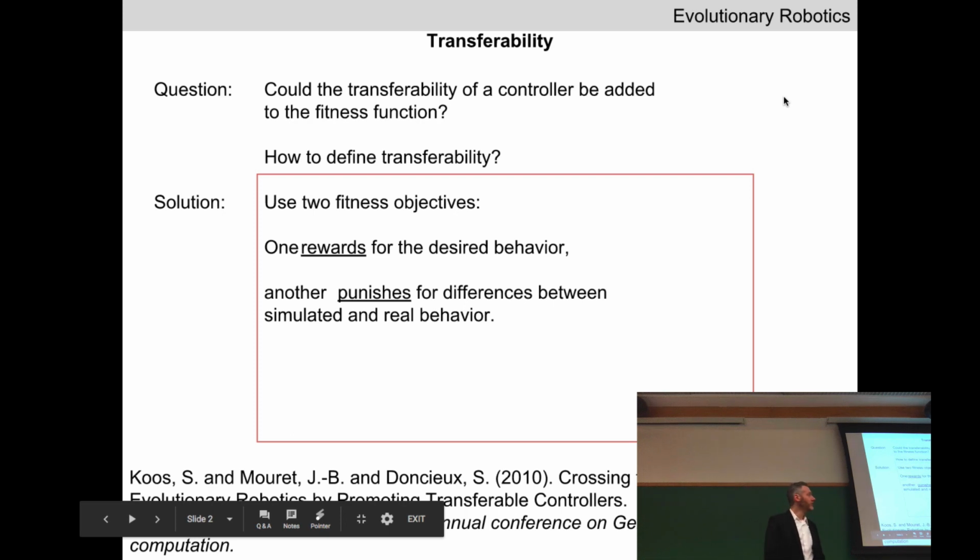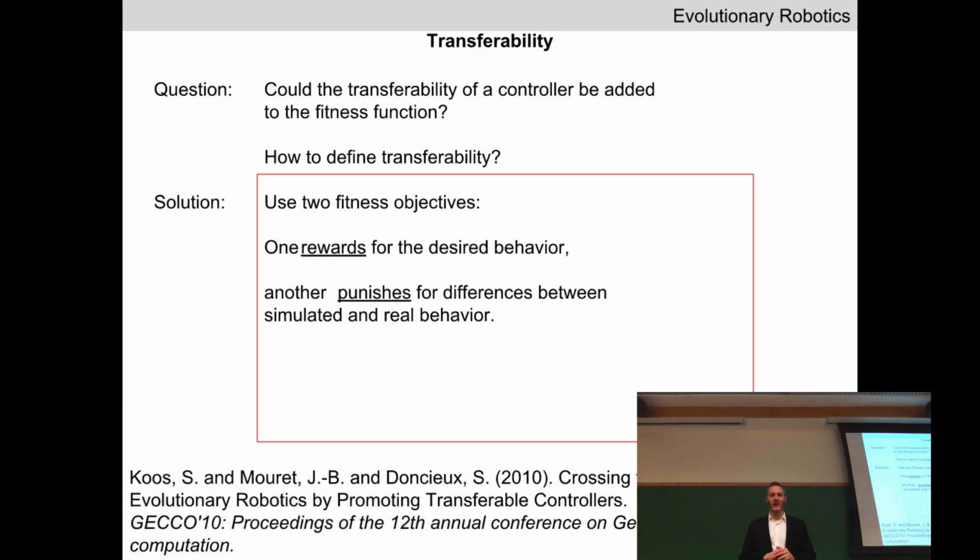So in this project, they're going to use two different fitness objectives. The first one is the one we've seen many times now. One is going to reward for the desired behavior, which in this case is going to be movement again. And the second one is going to be a punishment term, which punishes for the difference between the real behavior and predicted behavior in simulation.